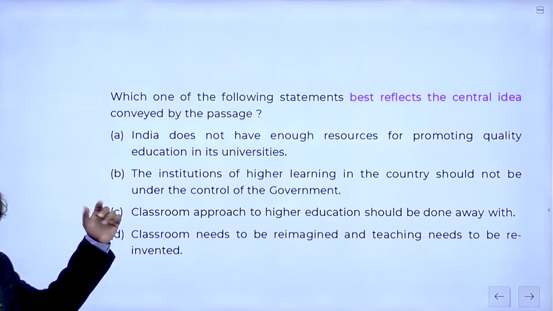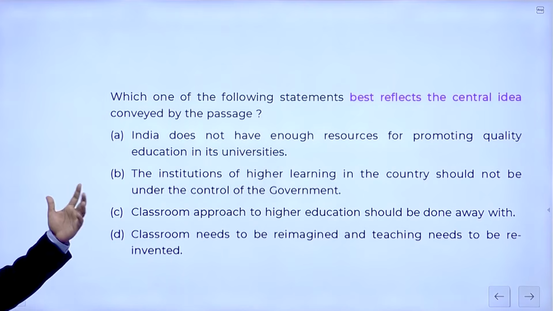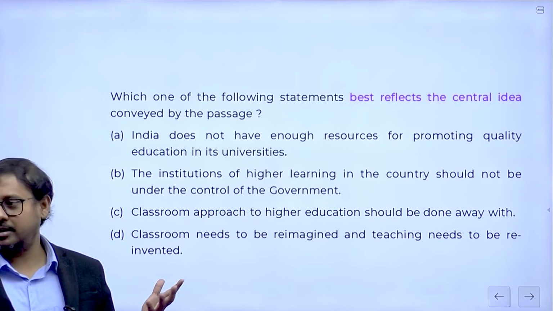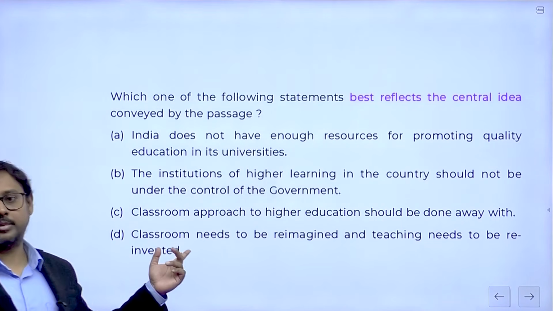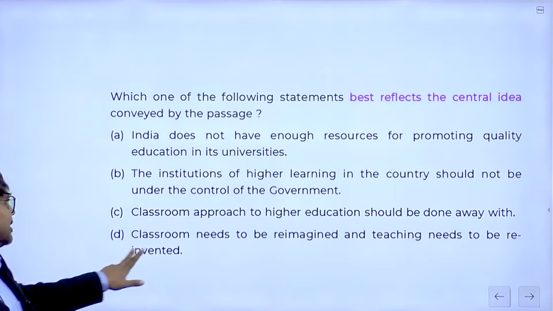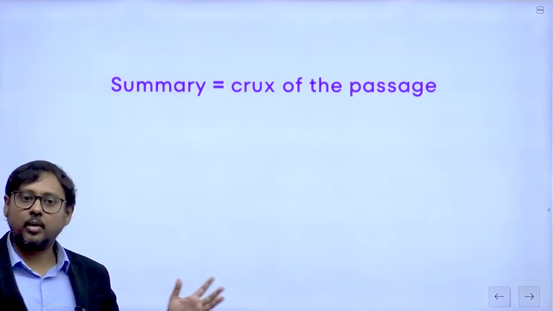India does not have enough resources for promoting quality education in its university. This is not finality. This is outside the scope. It's like resources के बारे में बोला ही नहीं है, right? ठीक है? And this is 2025 paper. ठीक है? You all give this proof. ठीक है? चलो. So summary is equal to crux of the passage.